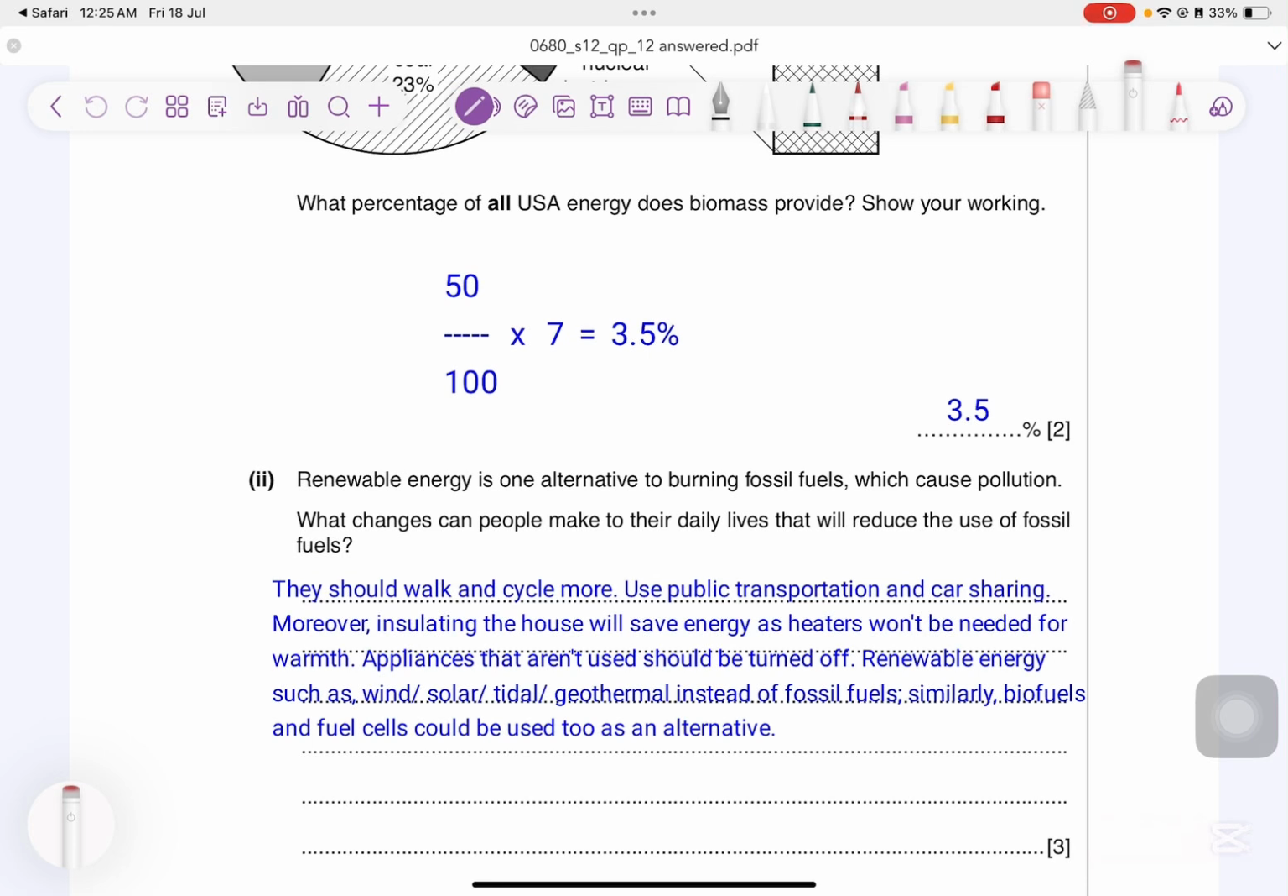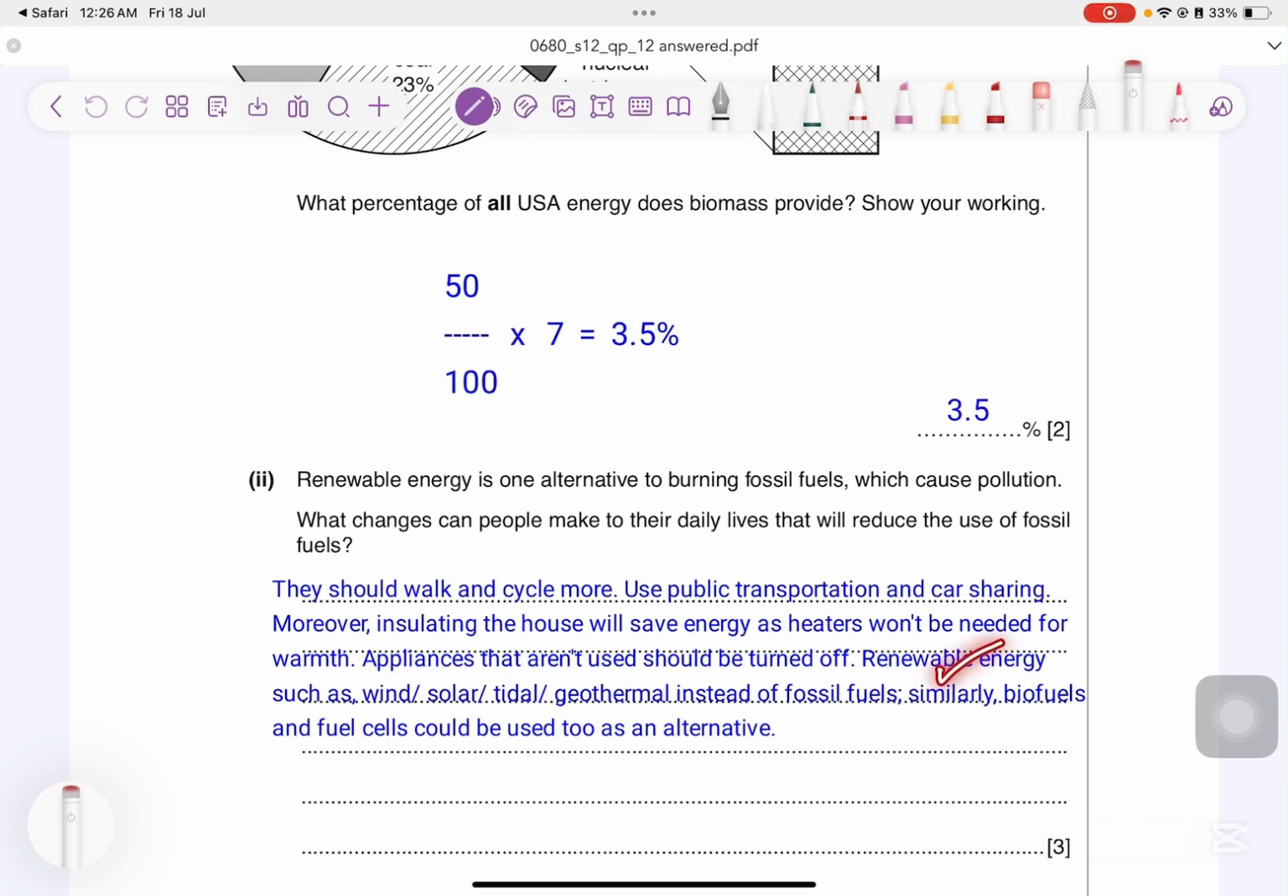What changes can people make in their daily lives that will reduce the use of fossil fuels? When we talk about reduction in fossil fuels, we're mainly talking about cars or exhausts. So you're going to say you should cycle more or walk more, use public transportation, car sharing, and insulate the house to prevent using warmers and ACs, because they also need energy. Turn off appliances when they're not used.